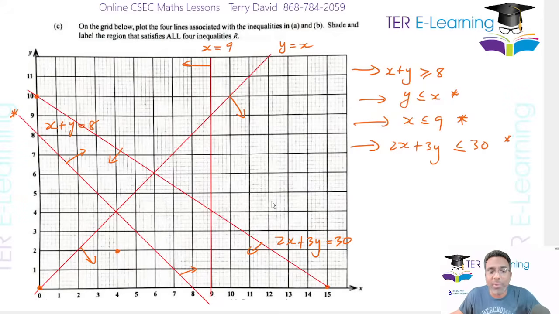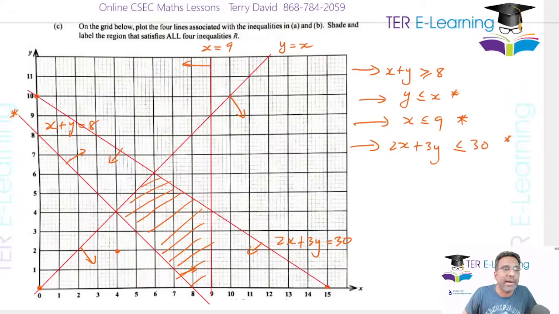Now, we need to find a common region here, because I think that's what the question wants. On the graph, plot the 4 lines with the inequalities and shade and label the region where all 4 inequalities are satisfied. Based on what I'm seeing here, it looks like we're going to be shading this region here. That's the region that I'm going to be shading, and I need to label that. They said to label it R, so I'm going to label this as R.